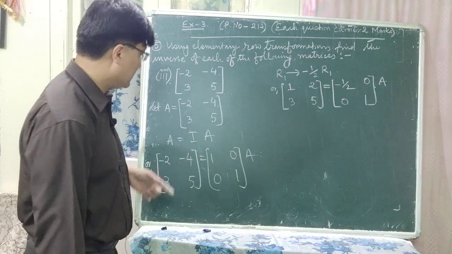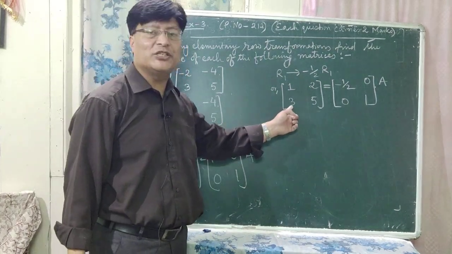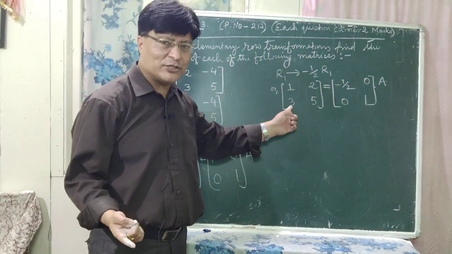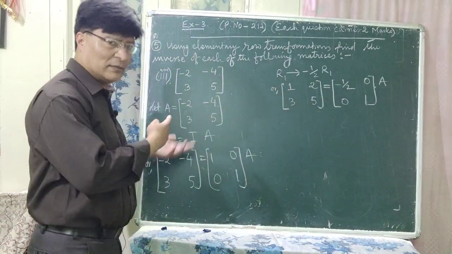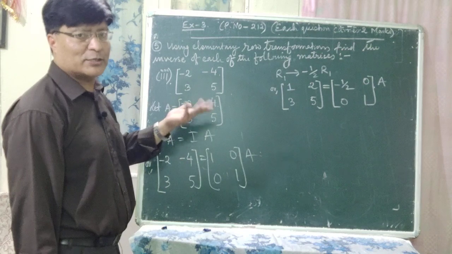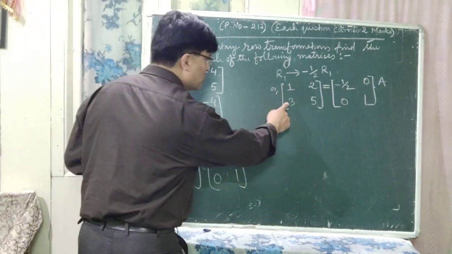So next, what is the method? You have to make this 3 into 0. You can easily make it 0 by using property number 5. You know property number 5. I told you in the previous problem what property number 5 is, isn't it? Now you should make this 3 into 0.